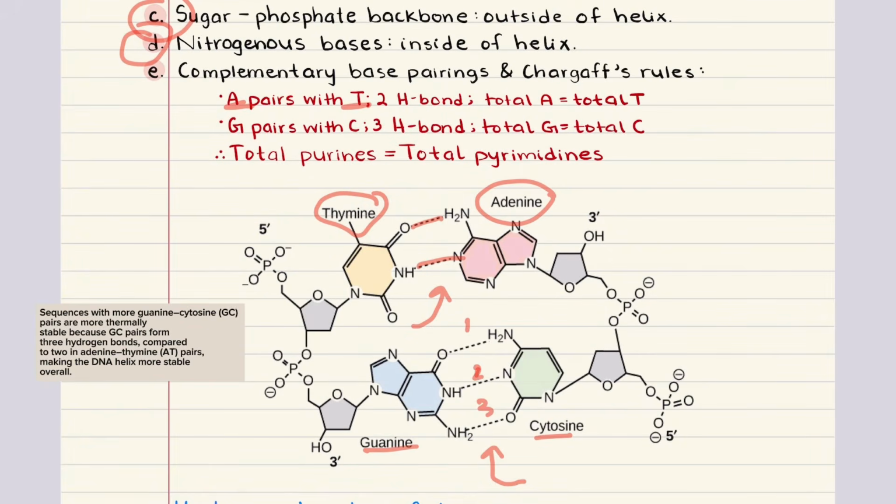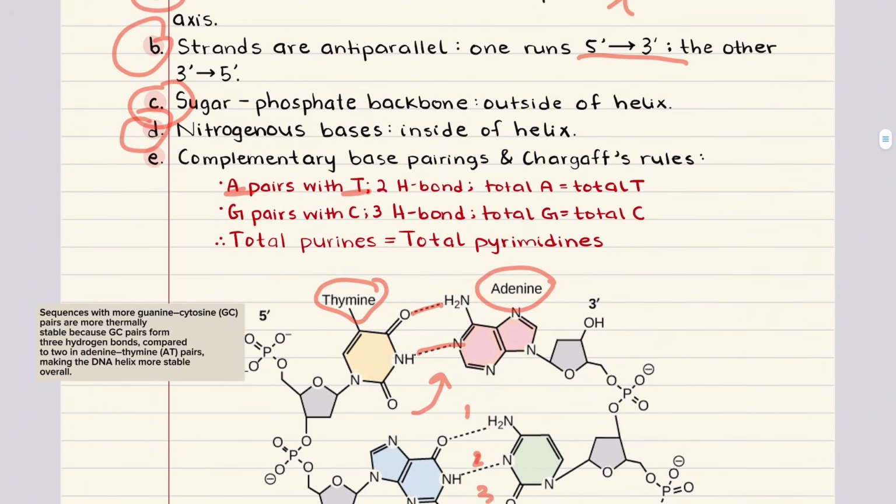These specific pairings are what allow one DNA strand to actually determine the sequence of its partner strand because we know what pairs with what. And here's what Chargaff discovered. In any double-stranded DNA molecule, the amount of A always equals the amount of T, and the amount of G always equals the amount of C. So that means the total number of purines, A and G, is equal to the total number of pyrimidines, C and T.